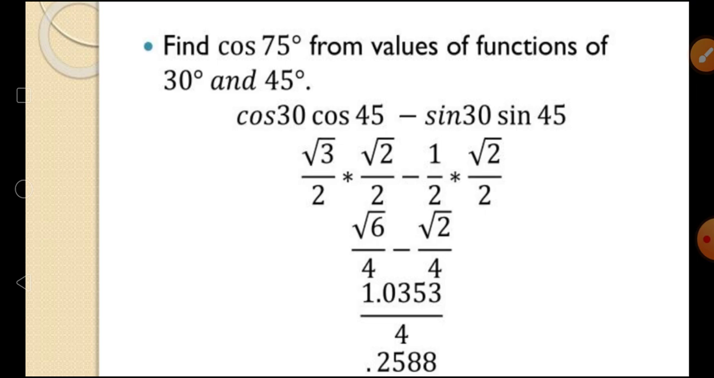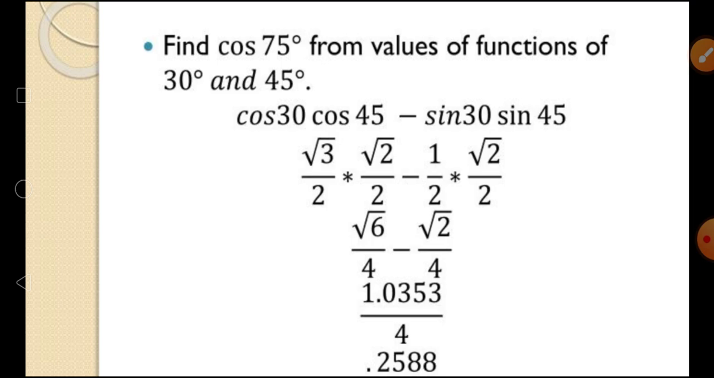In the first term, we multiply and divide by root 2, similarly in the second term also we multiply and divide by root 2, then only we get the same denominator. So root 3 into root 2 divided by 4 minus root 2 divided by 4. So we have root 6 by 4 minus root 2 divided by 4.